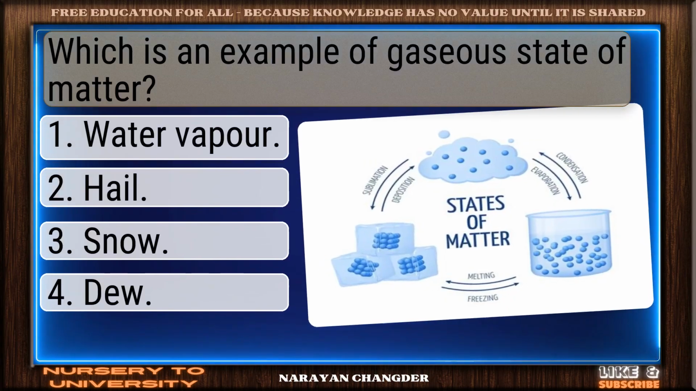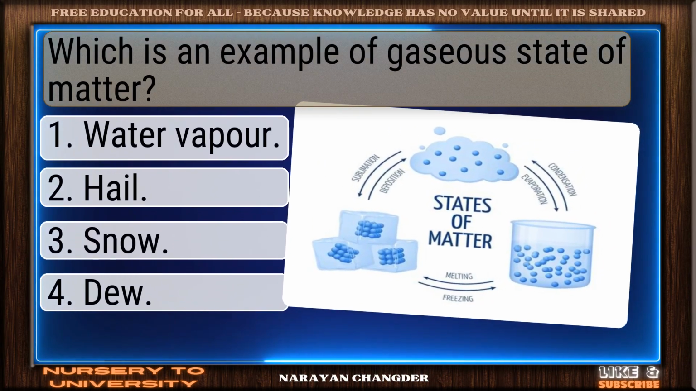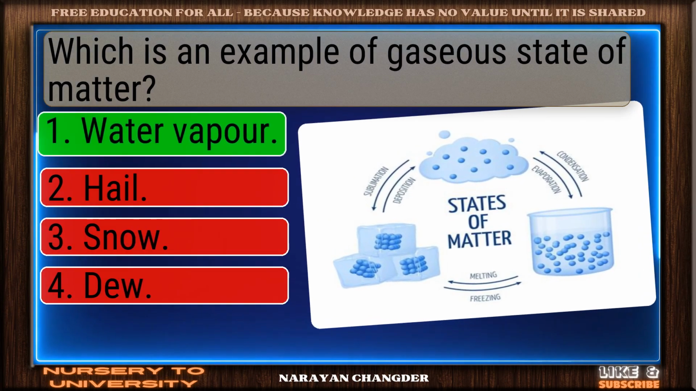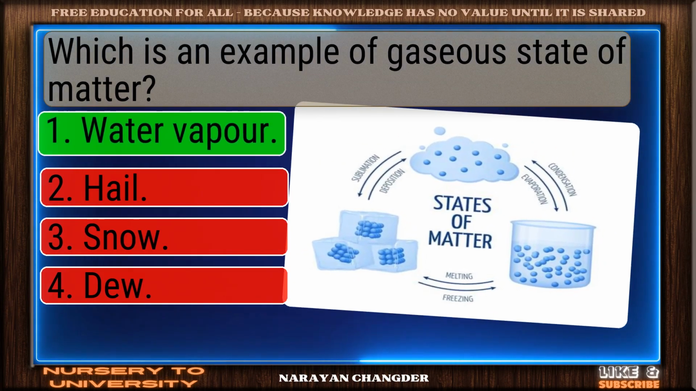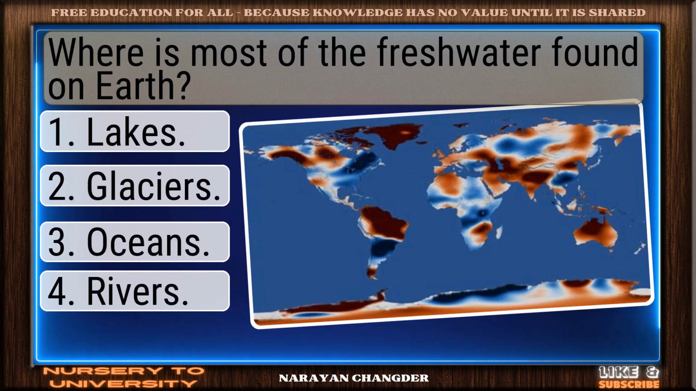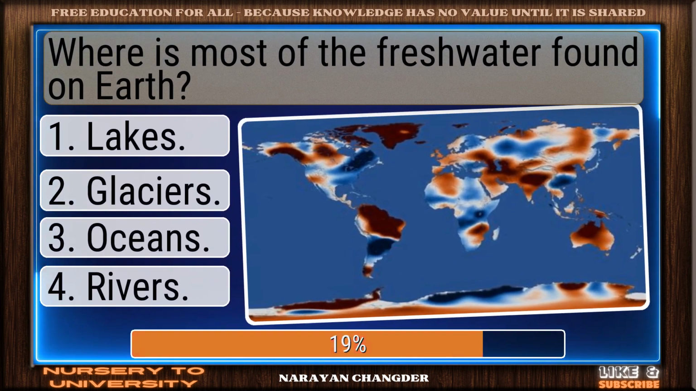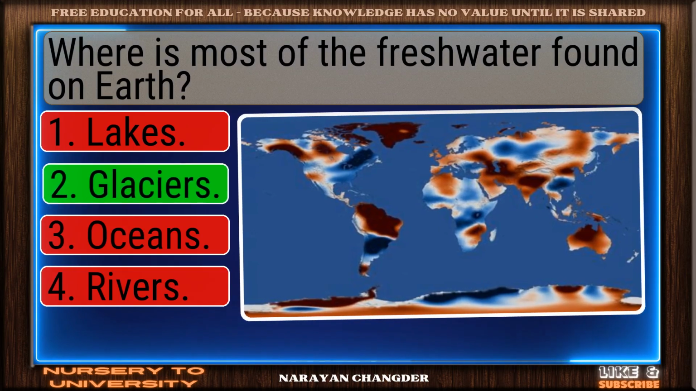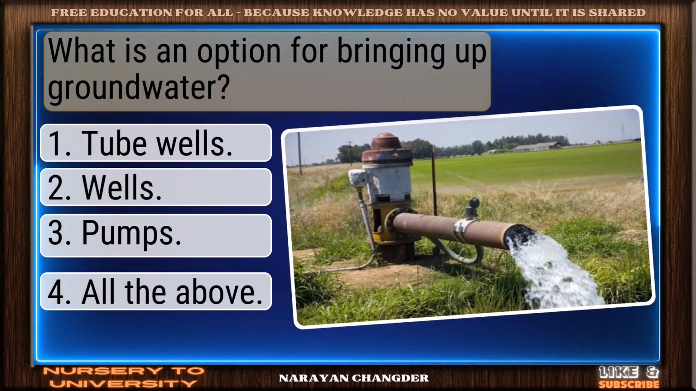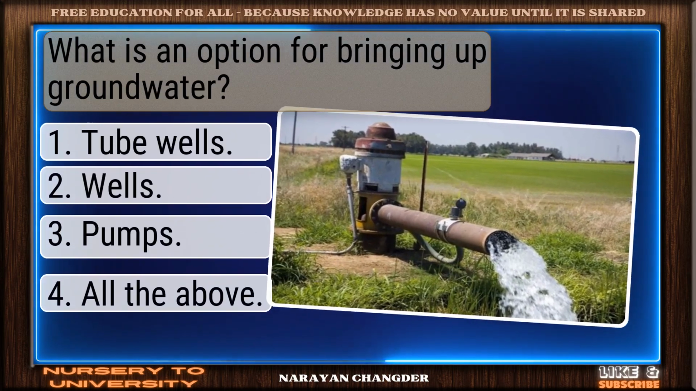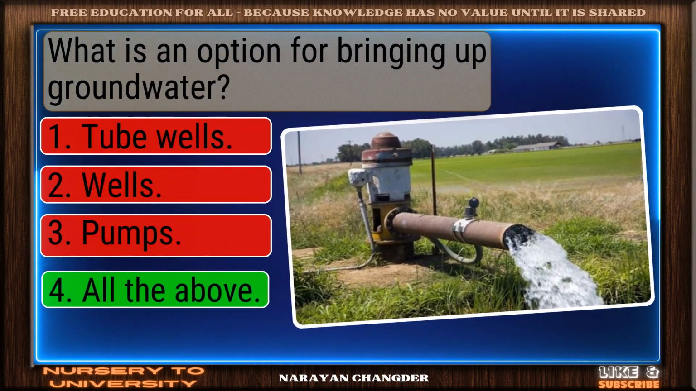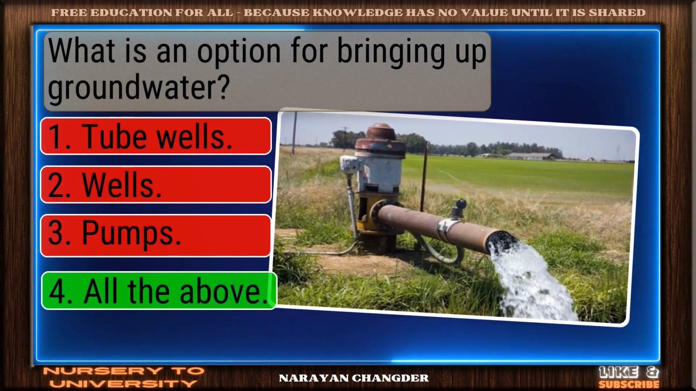Which is an example of gaseous state of matter? Smart move. Water vapor is an accurate answer. Where is most of the fresh water found on Earth? Correct. Glaciers is the right answer. What is an option for bringing up groundwater? You got it. Your choice, all the above, is right.